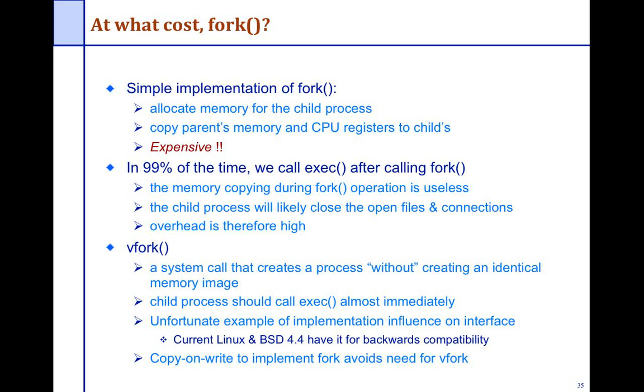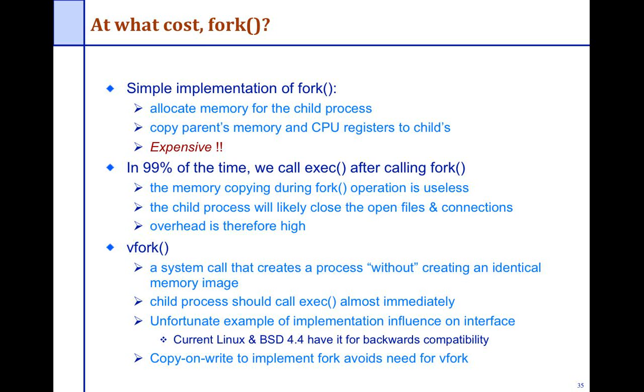So the immediate question is, obviously exec is more powerful in some ways because it allows you to run arbitrary programs, and these arbitrary programs don't even need to be part of the parent process. The simple implementation of fork essentially allocates memory for the child process and copies parent memory and CPU registers to the child. So it creates a duplicate, right? This is the expensive part.